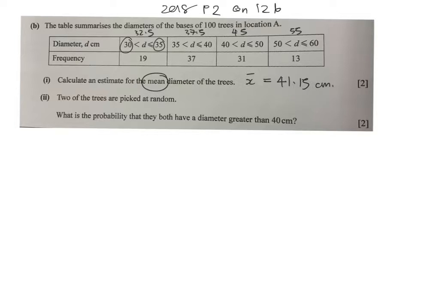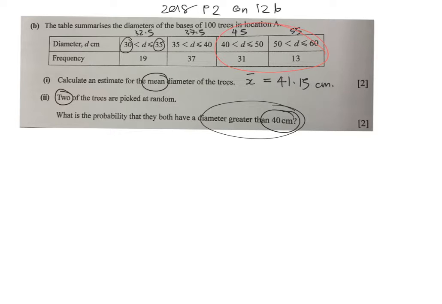Okay. 2 of the trees are picked at random. What is the probability that both have a diameter greater than 40 cm? So first of all, is this a single event or more than one event? More than one. How many things am I picking here? 2. So if I draw a tree diagram, you should see a double thing like we've seen before. In particular, what is the outcome that we're interested in? More than 40 cm. So which category? 40 and above.